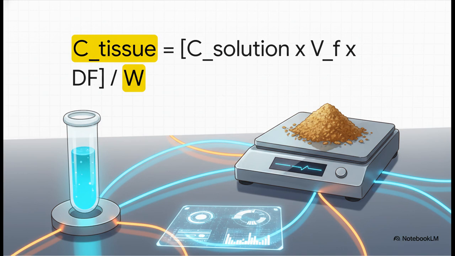To find the true concentration in the dry tissue, measured in milligrams per kilogram of dry weight, we take the solution concentration read from our calibration curve, multiply it by the final digest volume, and then multiply by any dilution factor we used. Then we divide all of that by the original dry weight of the sample in kilograms. This mathematical conversion is the key. It translates laboratory liquid into true agronomic data.